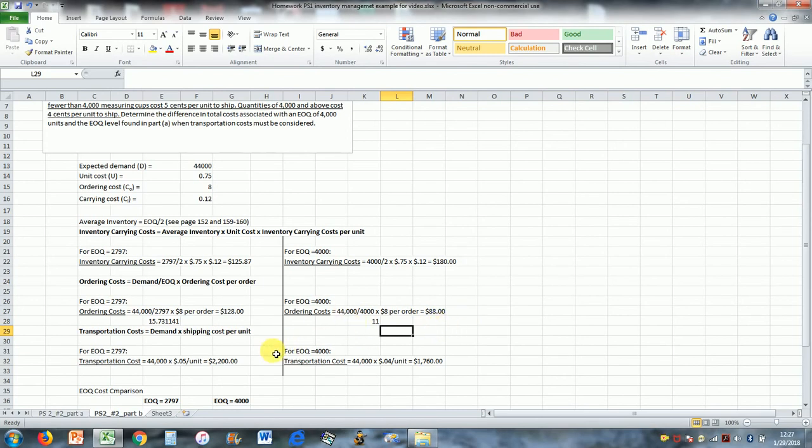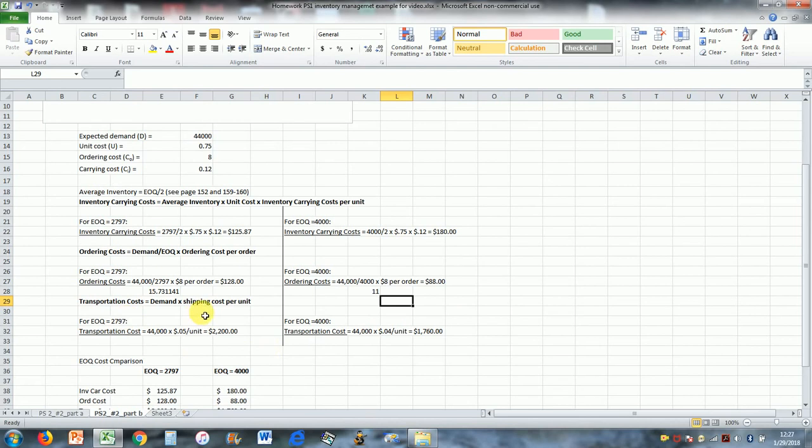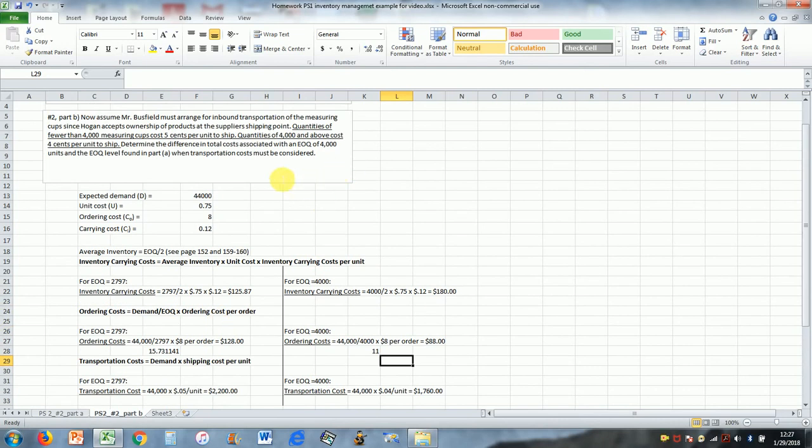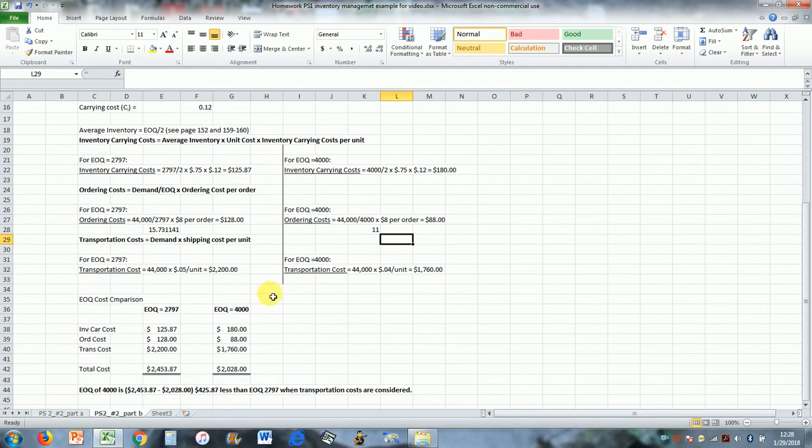So we get down to the last one, transportation costs. And transportation cost is simply the demand times the shipping cost per unit, because each one of these costs something to ship. And if you notice up here, you have what you would call a quantity discount, because anything that's fewer than 4,000 measuring cups is going to cost 5 cents per unit to ship, but anything 4,000 and above is going to cost only 4 cents per unit to ship. So let's do the math.